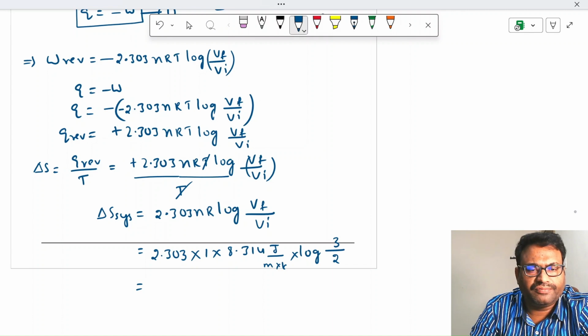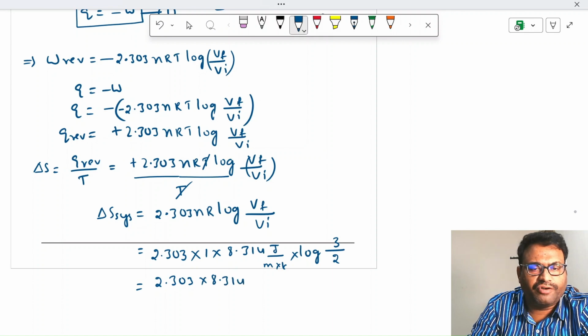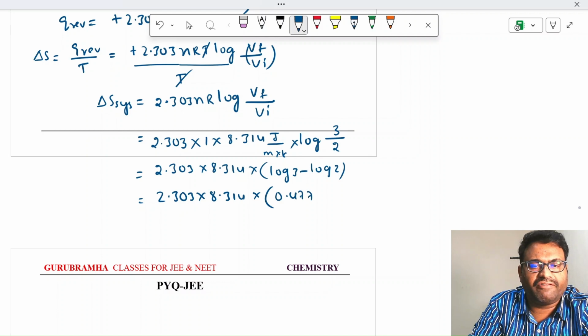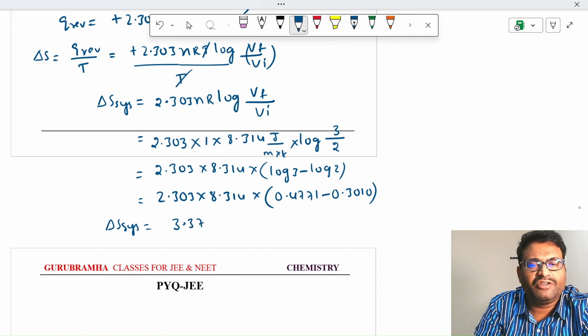That is equal to 2.303 into 8.314 into log 3 by 2. You can write it as log 3 minus log 2. So what you get is 2.303 into 8.314 into log 3 is 0.4771 minus 0.3010. So delta S of system, we are getting approximately 3.37 joule per Kelvin.